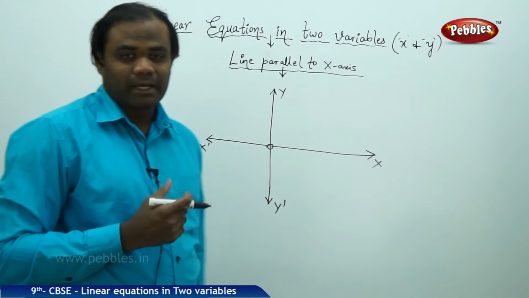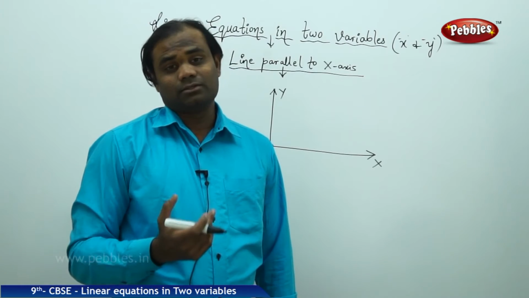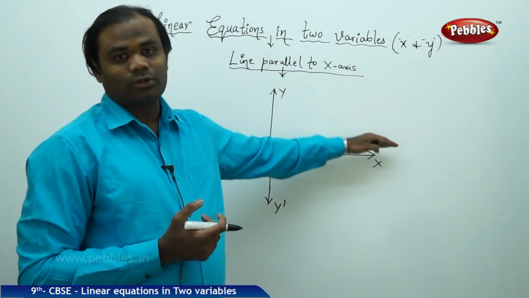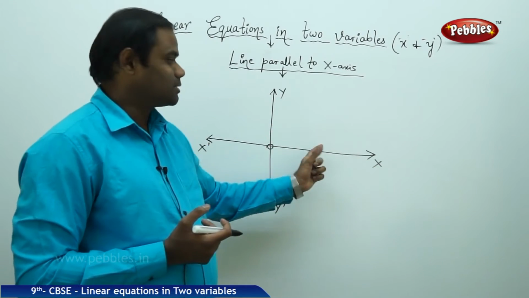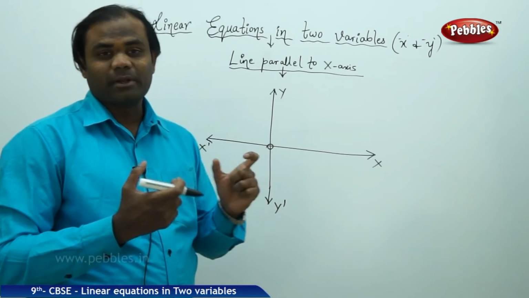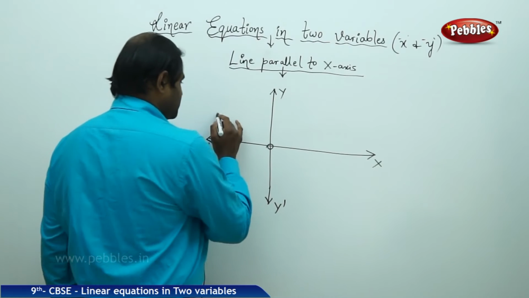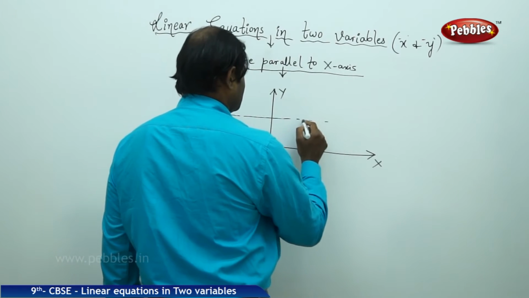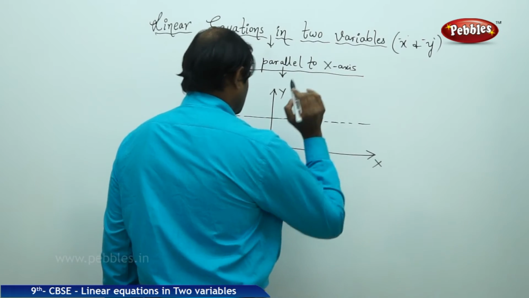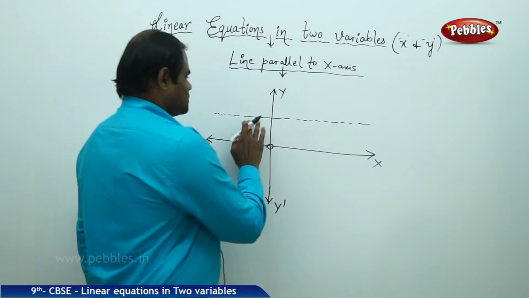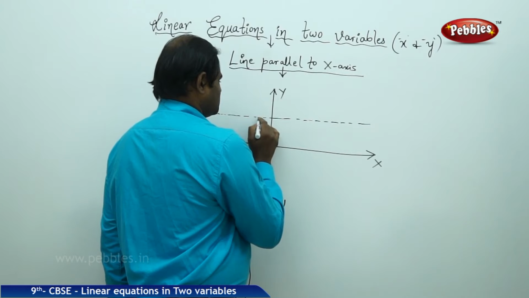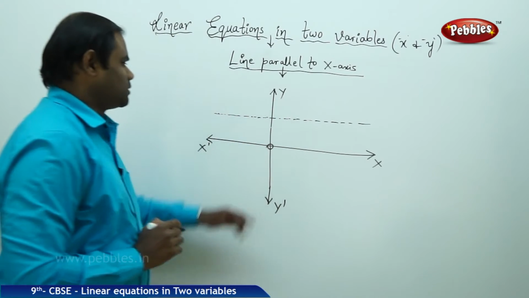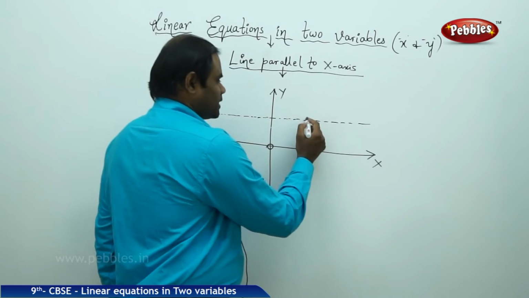Now let me take a line which is exactly parallel to the x-axis. Parallel in the sense that any line I draw parallel to the x-axis is at equal distances at every pair of points. Say I take the line this, which is assumed to be parallel to the x-axis.